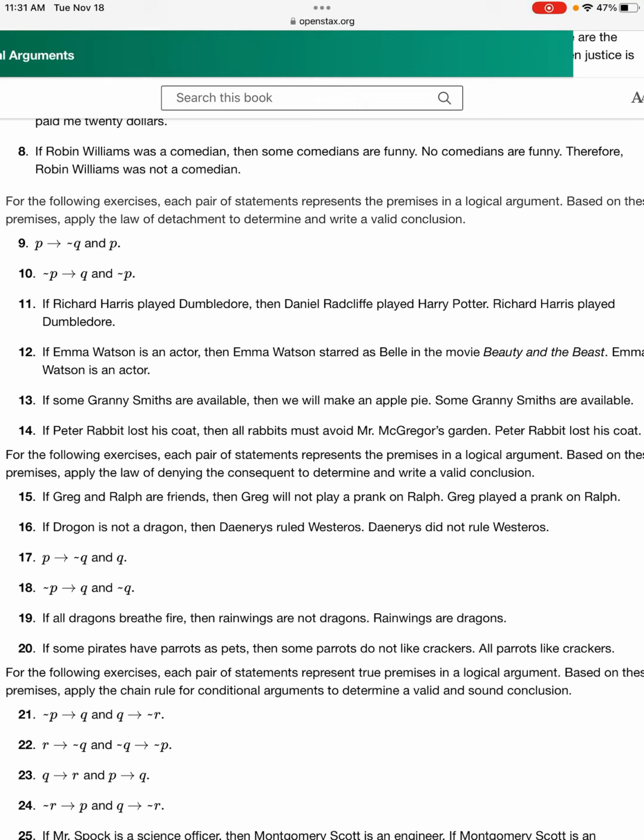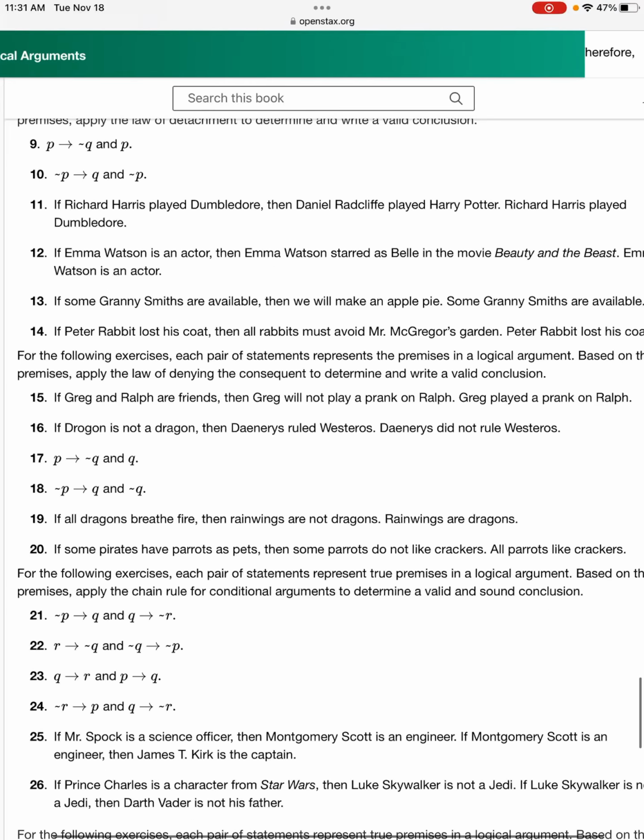So if we look at 14, if Peter Rabbit lost his coat, then all rabbits must avoid Mr. McGregor's garden. Peter Rabbit lost his coat. The conclusion is all rabbits must avoid Mr. McGregor's garden.